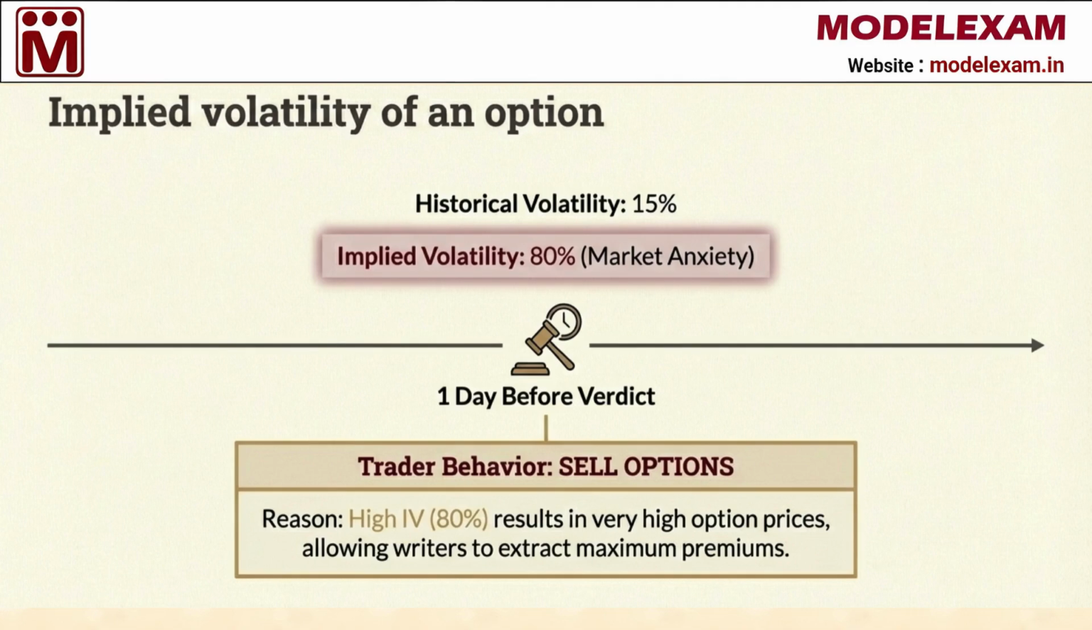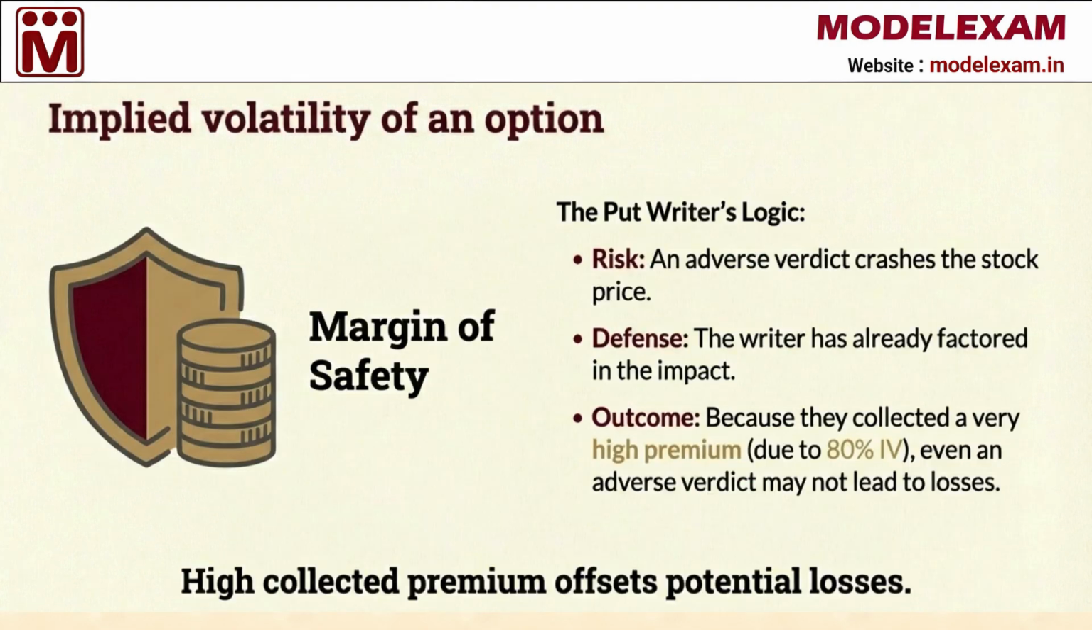Let us look at our court case example again, just 1 day before the verdict is announced. Even though the historical volatility was 15%, the implied volatility has shot up to 80% because of market anxiety. Since high implied volatility means option prices are very high, traders will look to sell options, allowing the writers to extract the maximum possible premiums from buyers. This high premium acts as a margin of safety for the person writing the option.